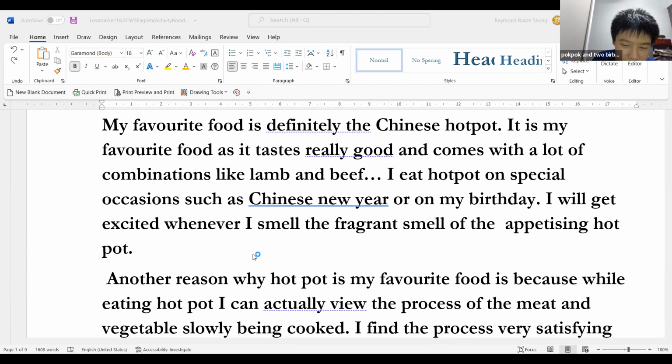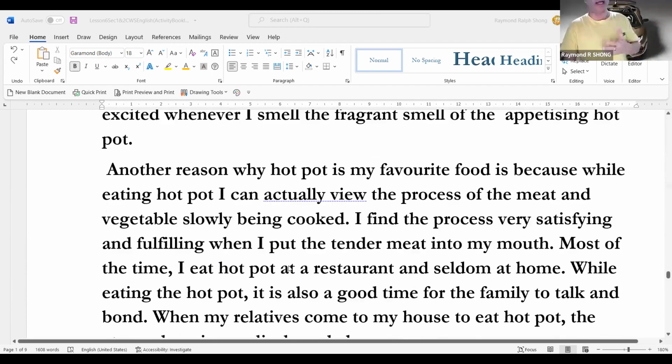So this is the starting. This is the introduction for Edward to show why he chose food as one of his favorite items, especially Chinese hot pot, 火锅.